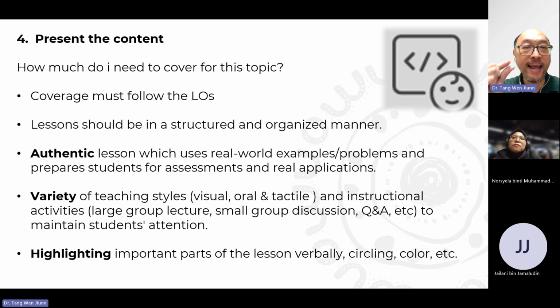All this will be planned during the presenting of the content, and this should be the main chunk of the time, for them to engage in the activities. And highlighting: when we deliver our lessons, those important parts we should highlight to them, repeat to them, or circle for them, so that they can remember clearly.